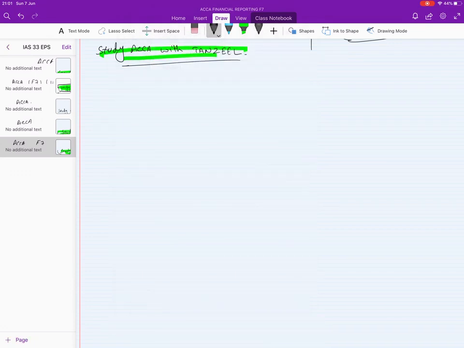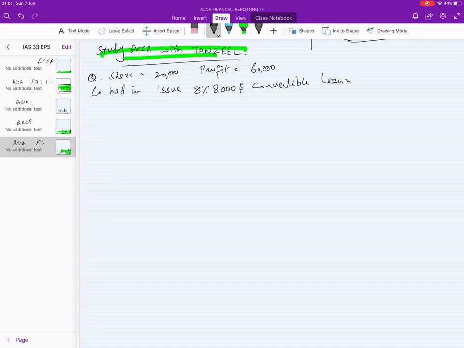Okay, let's do another question. Suppose a company has 20,000 shares and profit is 60,000. Now we will say the company had issued an 8% $8,000 convertible loan note. This is your coupon rate because it is standing next to the convertible loan note.